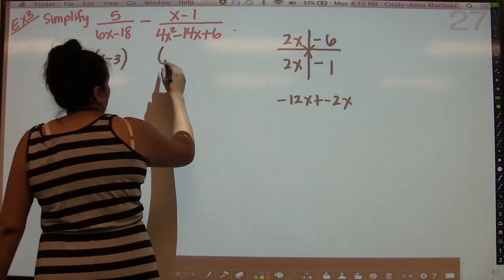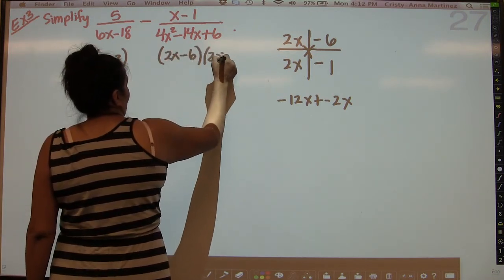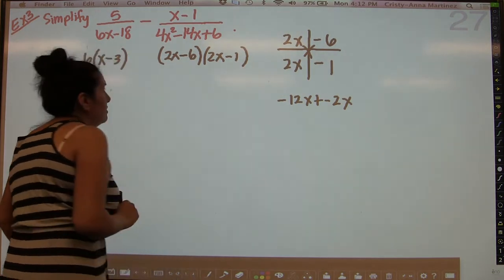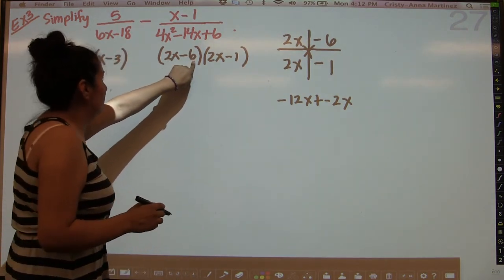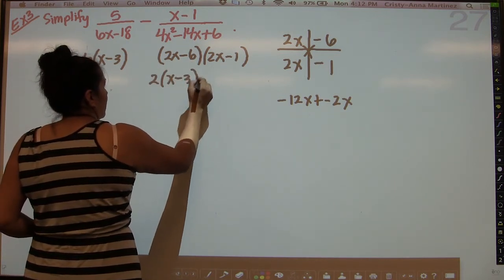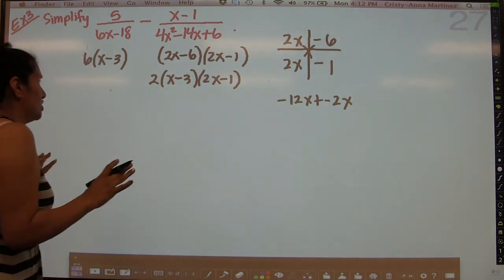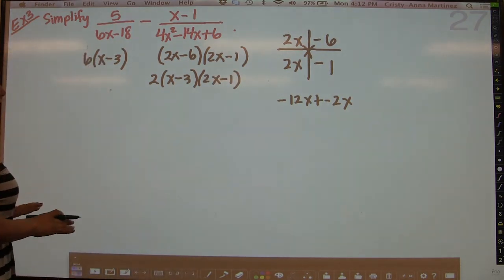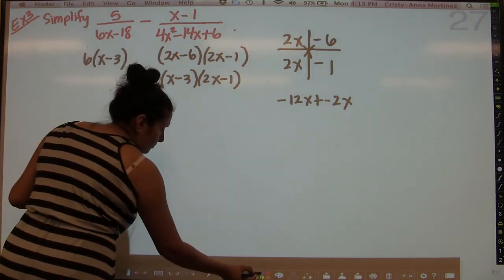So I come over here and I'm going to get 2x minus 6 and 2x minus 1, but I also noticed that both 2 and 6 have a 2 in common, so now the 2 needs to come out. So that'll be x minus 3 and 2x minus 1. So now that both fractions are completely factored, it's my job to then find the least common multiple.